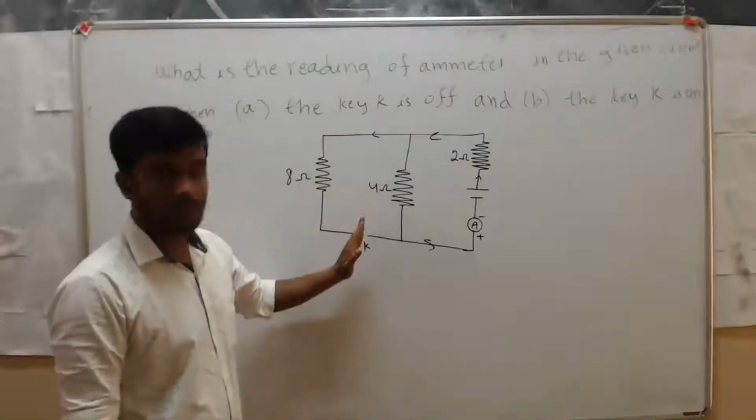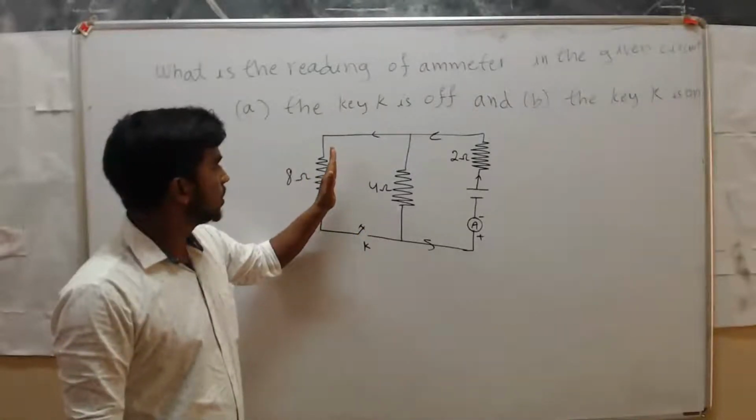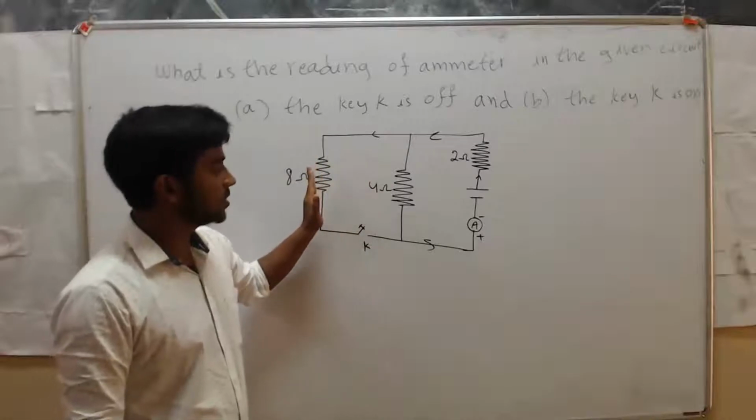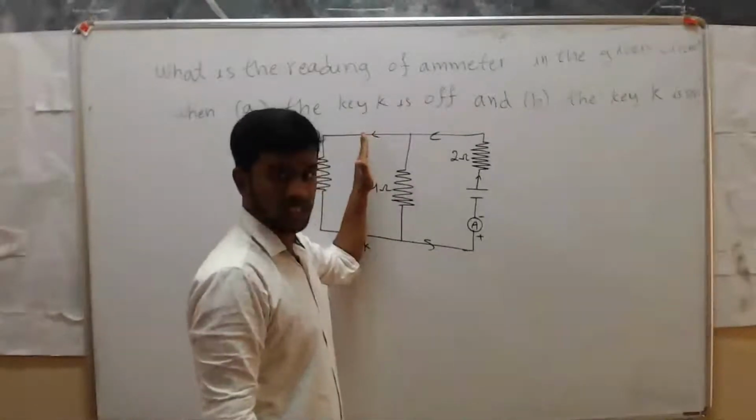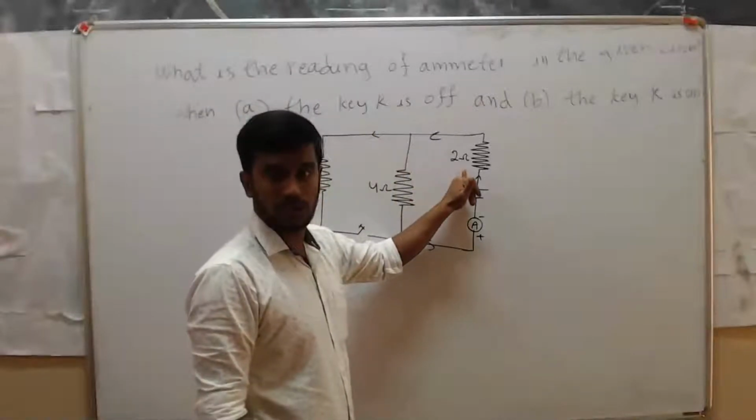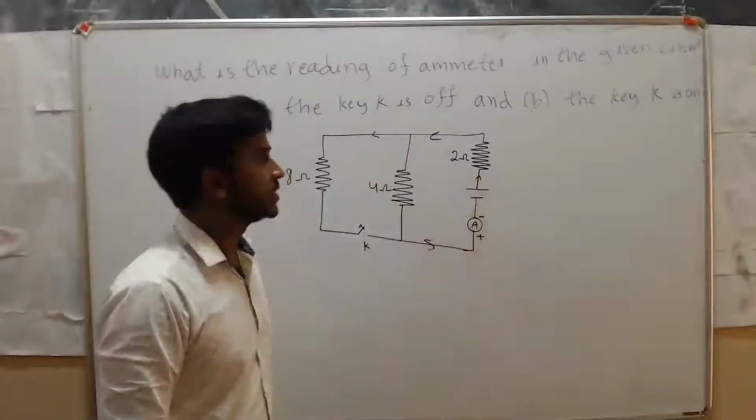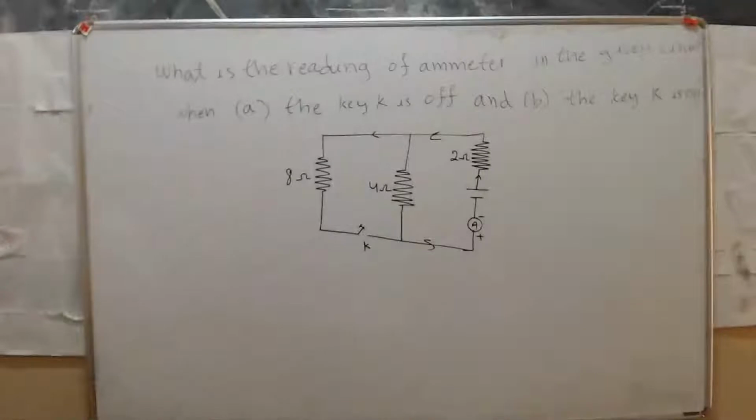So now here key is off. So that's why there is no movement of electrons or no current through this resistor. So when the key is off, don't consider this part. Just consider this one and this one. Calculate the current.